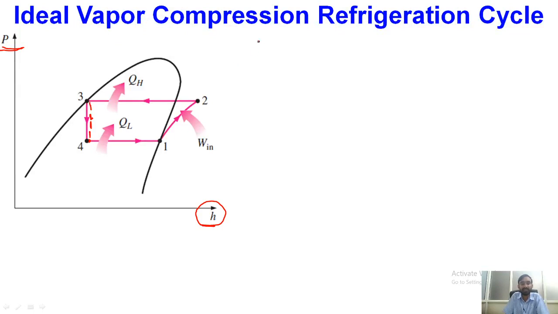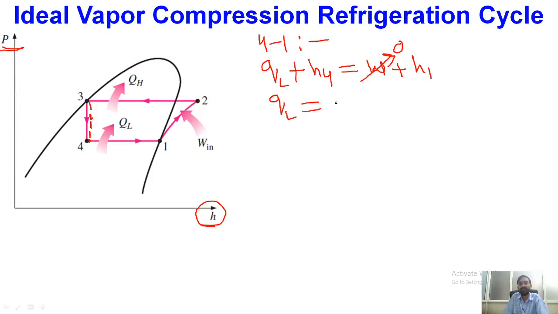Now let me briefly explain the thermodynamic analysis of this cycle. Process 4 to 1 happens inside an evaporator, and the evaporator is a steady flow device. In a steady flow device, on a per kg basis, we are adding QL amount of heat, and the fluid enters with enthalpy h4 and leaves with enthalpy h1, with W amount of work. Considering negligible changes in kinetic and potential energies, and as this is a pure heat transfer process, the work done is equal to 0. So ultimately QL equals h1 minus h4.